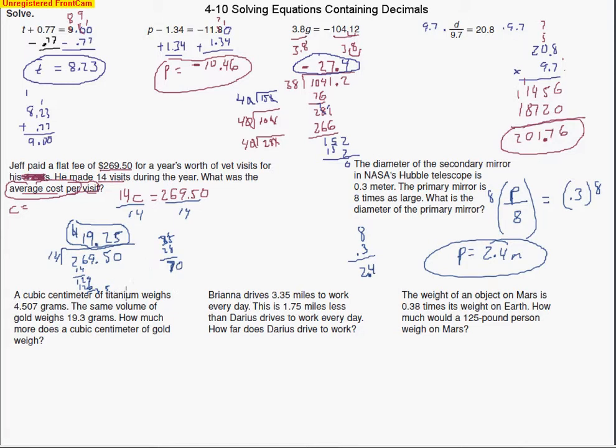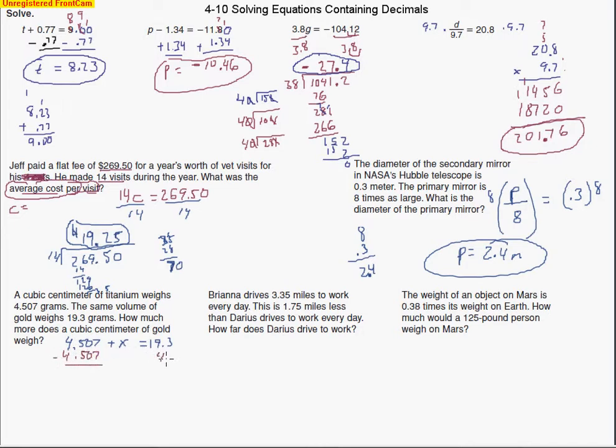A cubic centimeter of titanium weighs 4 and 507 thousandths grams. The same volume of gold weighs a lot more, 19 and 3/10 grams. How much more does the gold weigh? Well, if I was to take that 4 and 507 thousandths, I'd have to add how much more it is to equal 19 and 3/10. So to solve this, I need to subtract. I need to subtract that 4 and 507 thousandths from both sides.